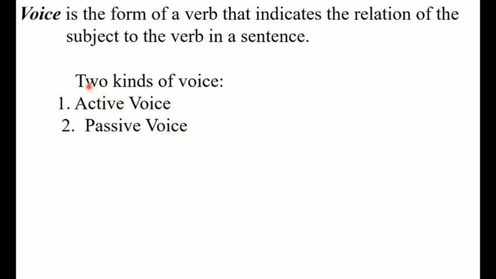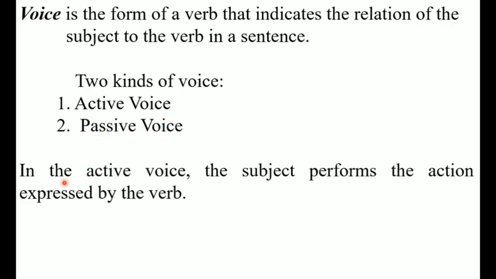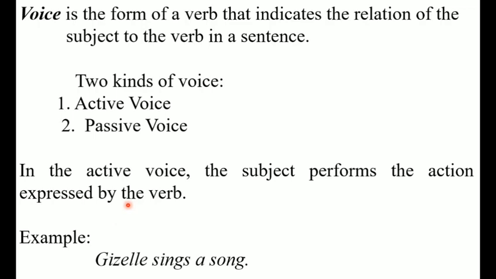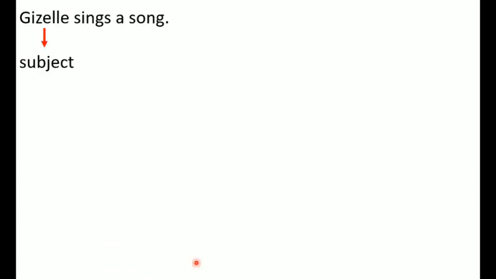Now, as I've said, we have two kinds of voice. We have active voice and passive voice. In the active voice, the subject performs the action expressed by the verb. Example, Giselle sings a song. Now here, Giselle is the subject, and then sings is a verb, and song is our direct object.